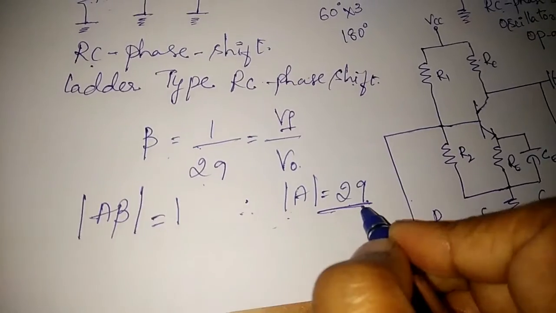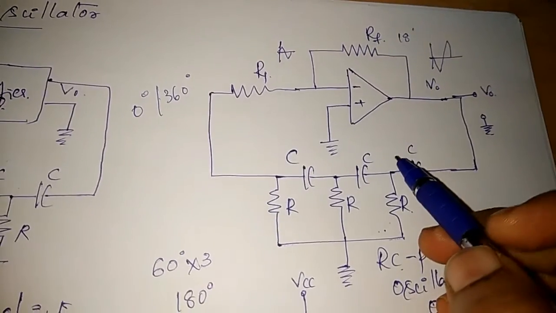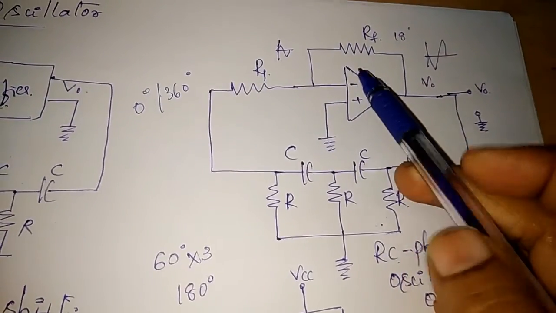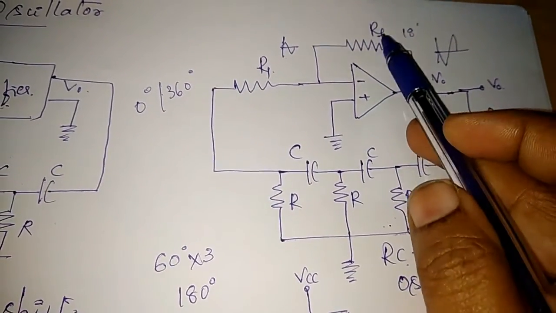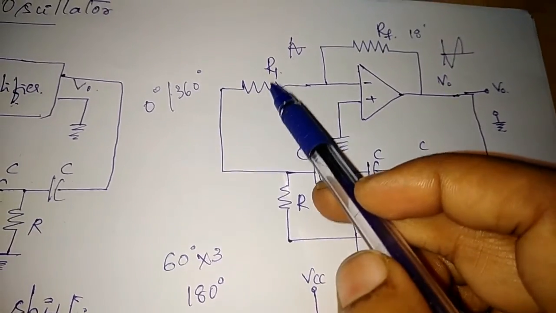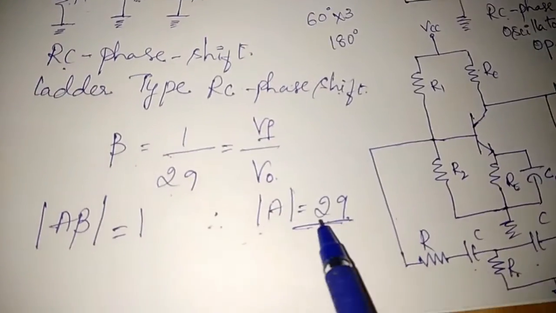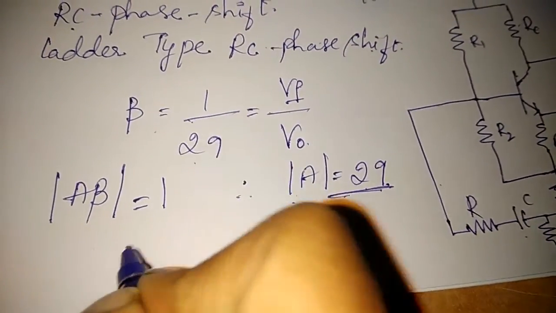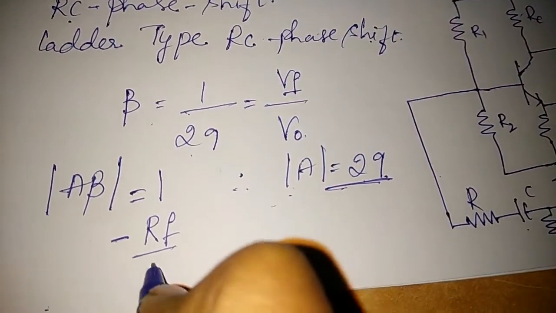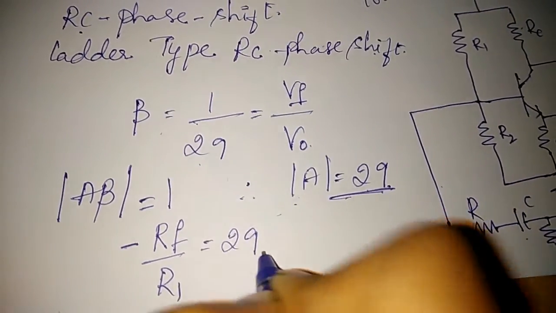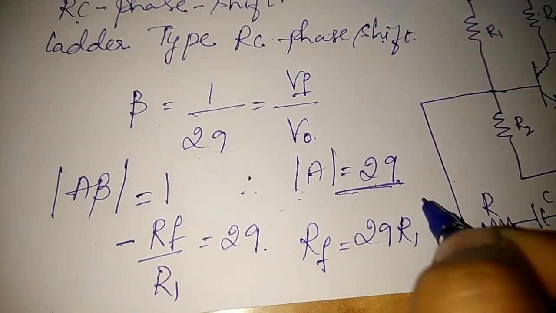Okay, here in the inverting amplifier of this phase shift oscillator, the gain is given by feedback resistor RF divided by input resistor R1. This represents the gain. So the voltage gain of the amplifier must be 29. Since it is inverting, we write the gain as minus RF by R1, which will be equal to 29. So RF should be equal to 29 times R1.